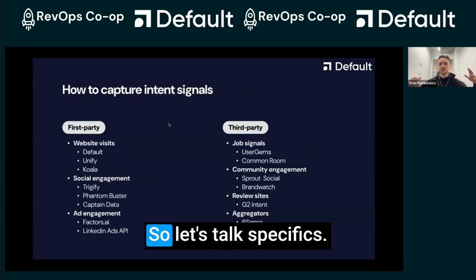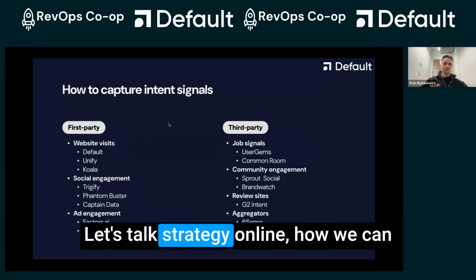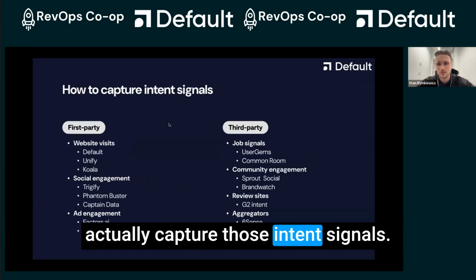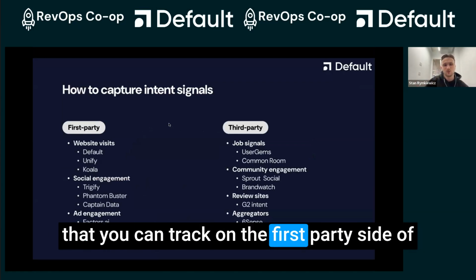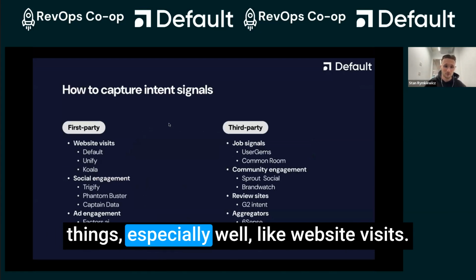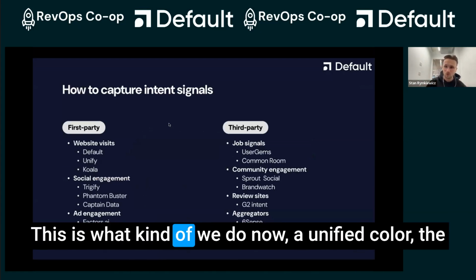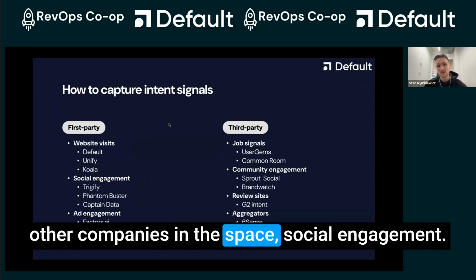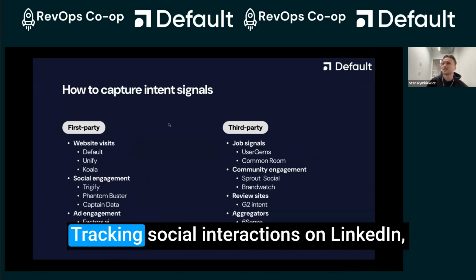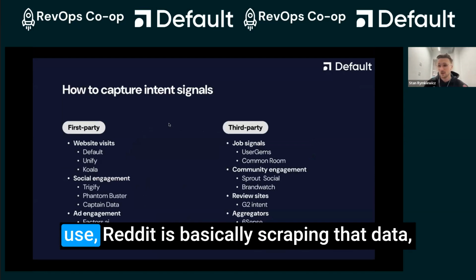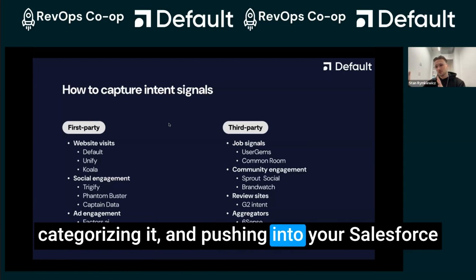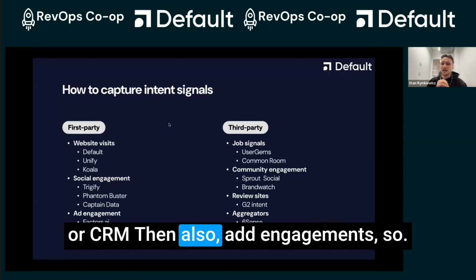Great. So let's talk specifics, let's talk strategy on how we can actually capture those intent signals. Of course, there are a few intent signals that you can track on the first party side of things, especially website visits. This is what we do now at Unify, like the other companies in the space. Social engagement: tracking social interactions on LinkedIn, Twitter, Reddit, or any sort of social platform that you use, basically scraping that data, categorizing it, and pushing it into your Salesforce or CRM. Then also ad engagement.